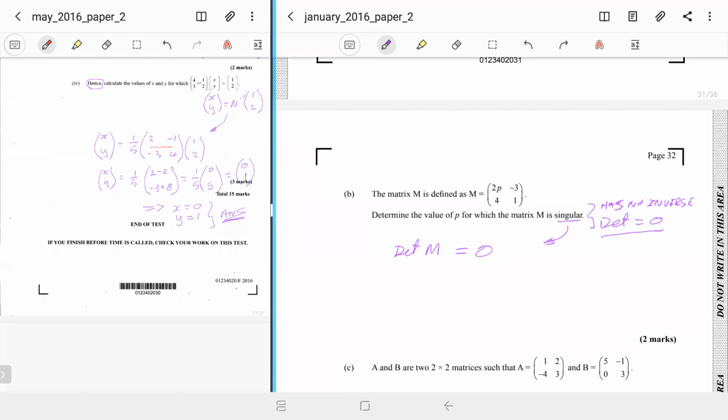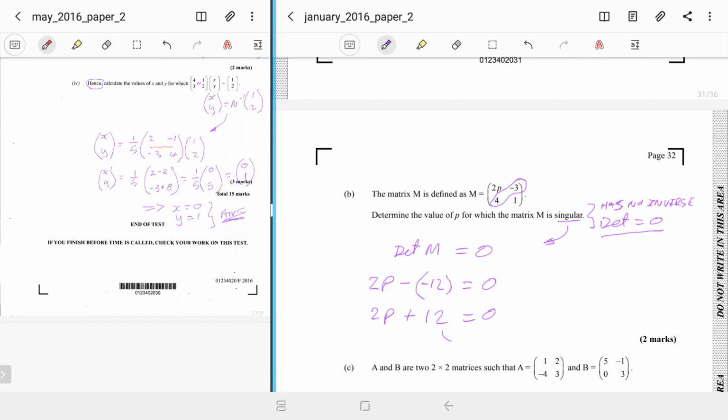So let's look at it. It means that 2p times 1 is 2p, minus 3 times negative 4, which is negative 12. You have to be careful now. And that equals 0. Understand that? Then minus, and the other product now is negative 12. So we are subtracting negative 12. So it becomes 2p plus 12.